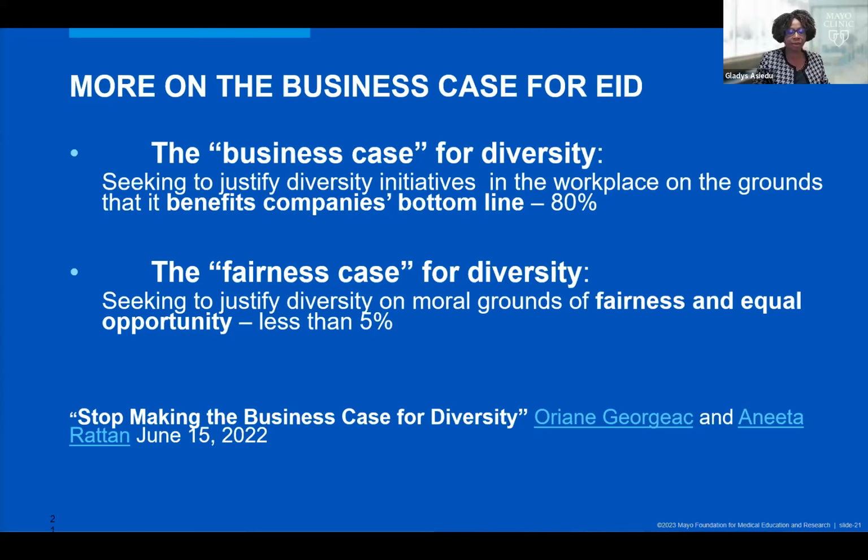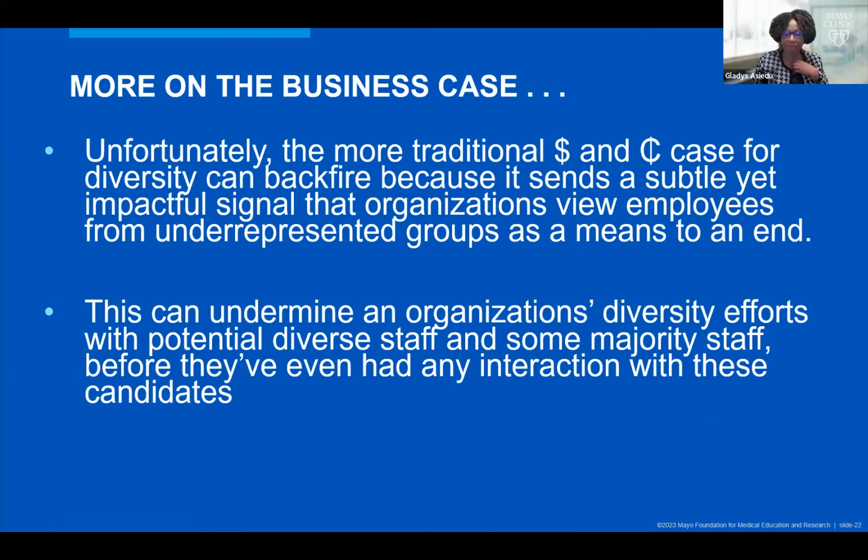So the quest to make a business case for diversity sends a subtle yet impactful signal that organizations view employees from underrepresented groups as a means to an end, which could potentially undermine EID efforts, even before employers have had the chance to interact with potential employees.